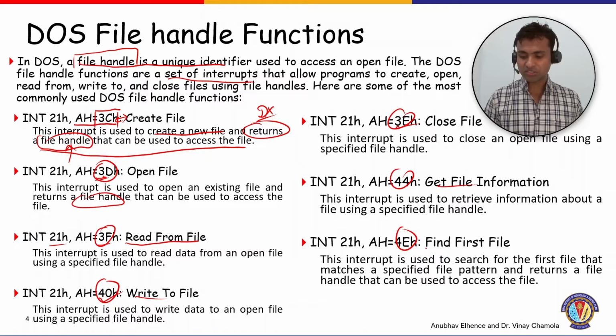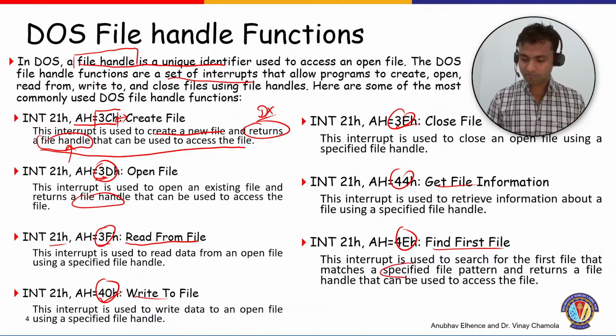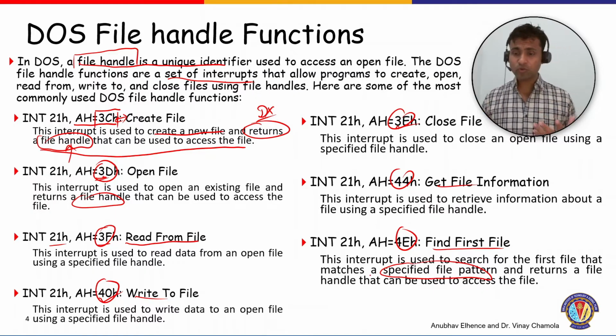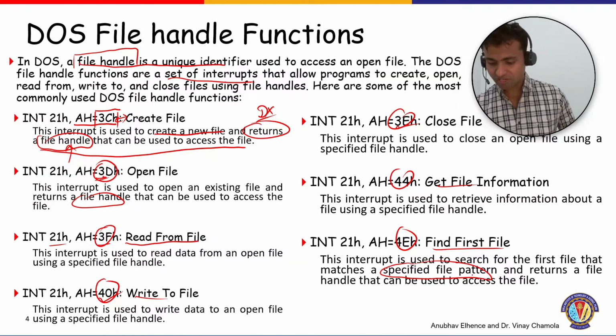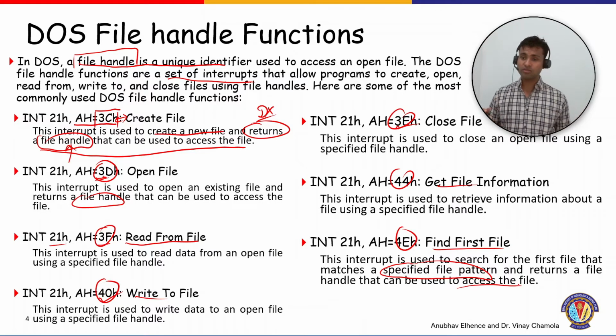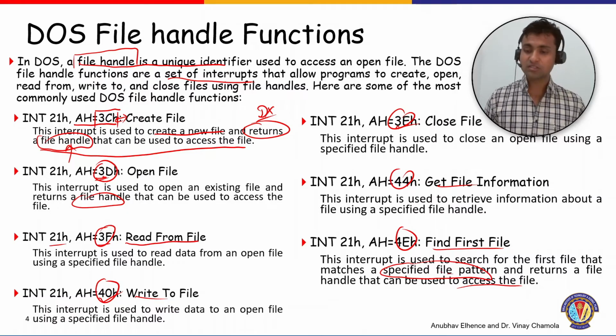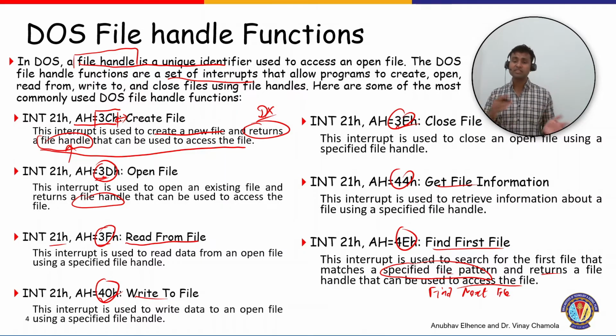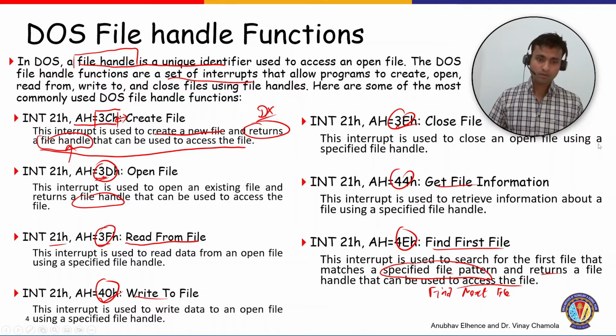And get file information, find first file. Like if you have a string, we won't be using this, so do not worry, I'm just giving you an overall holistic picture. For that specified file pattern, it returns a file handle that can be used to access the file. And if the file which is returned is not the file which you're looking for, then you can use another interrupt, which is find next file. I don't remember the code for that, but you can just execute that and it will find the next file which is matching that pattern. All right.